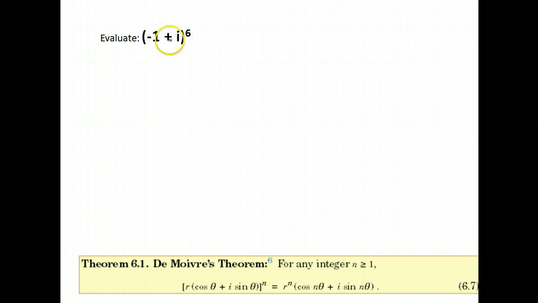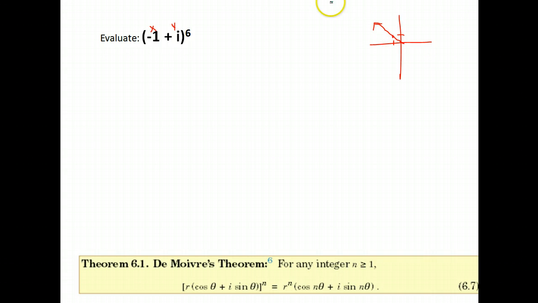All right, so here's another example. We're going to evaluate (-1 + i) to the 6th power. Okay, this one, we again need to very first, so you don't forget, I always locate which quadrant I'm in. So -1 takes me 1 to the left, that's my x, and +1 here, up 1. So I know I am in the 2nd quadrant.